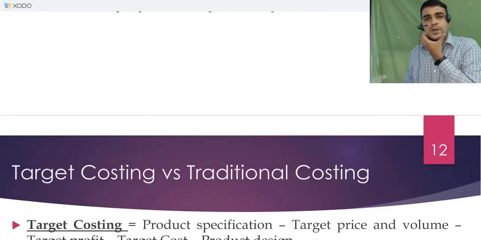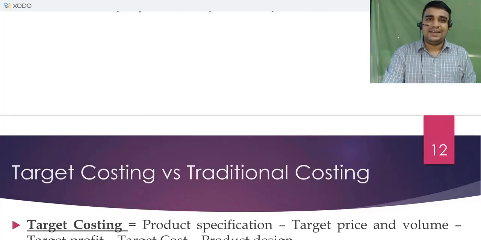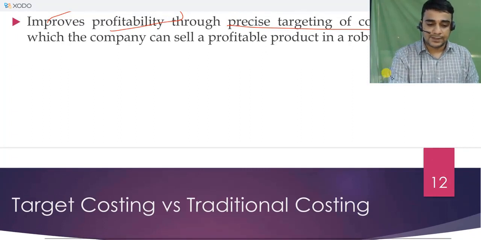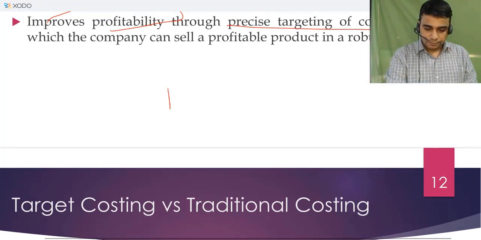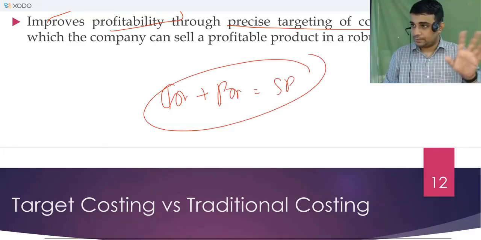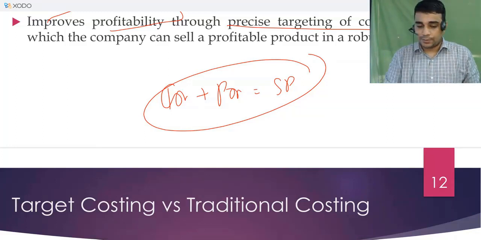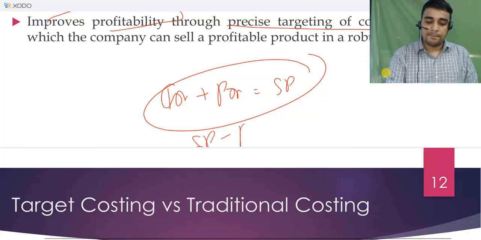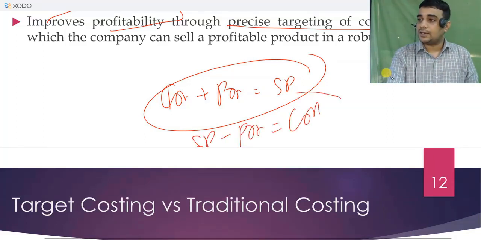Okay, target costing versus traditional costing. The net difference is this: cost plus profit is equal to price. This is the traditional costing process. Selling price minus profit is cost. This is the target costing process.